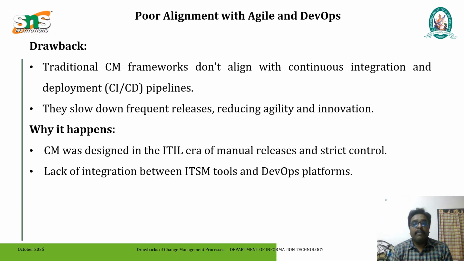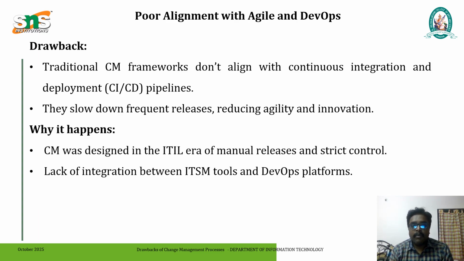Next, poor alignment with Agile and DevOps. People are not yet fully migrated to either Agile or DevOps. We are using only traditional change management frameworks that do not align with continuous integration or the latest development pipelines. They slow down frequent releases, so it reduces agility and innovative thinking. This has become a traditional problem across multiple organizations.